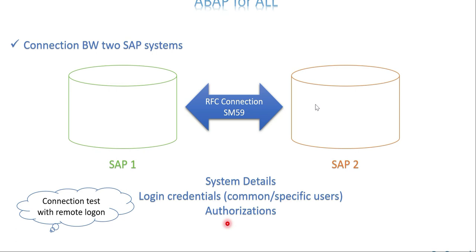Okay, and you can perform a remote logon. Remote logon is nothing but, if you just click remote logon, automatically the system B initial SAP access page opens here. Okay, in our scenario, our scenario is between one SAP system and another SAP system.